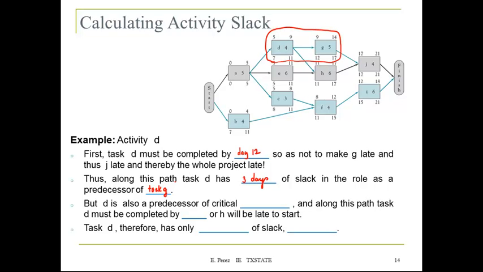But now we're going to look at the other. Go ahead. Yes, I'm focusing first on that portion of the network. Now we're going to look at this one. Okay? So, yes, it's going to be 11 because that node is dependent on this one. So now we're going to look at the other portion. So we're going to focus on this part now. But this is also a predecessor of critical activity H.